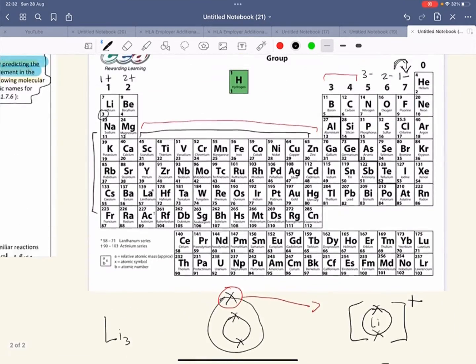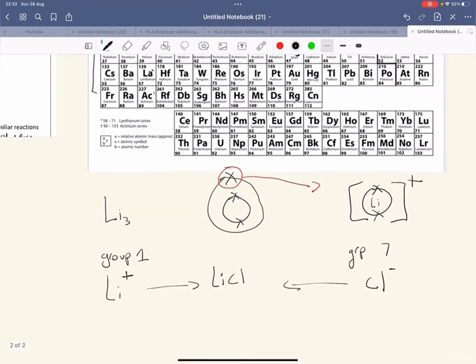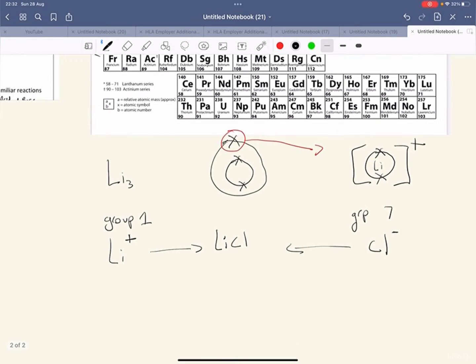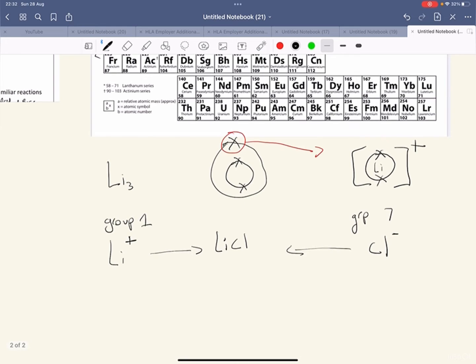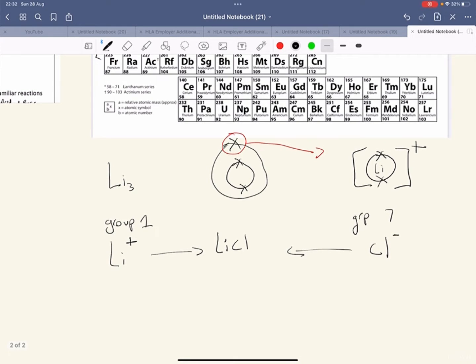Because of this, anything in group 1 or in group 7 will not have any other numbers. It'll be very straightforward and the charges will just cancel out, because that means 1 plus and 1 minus. But mostly in chemistry we do not write a 1 in front of it. We'll just leave it as a plus and a minus.